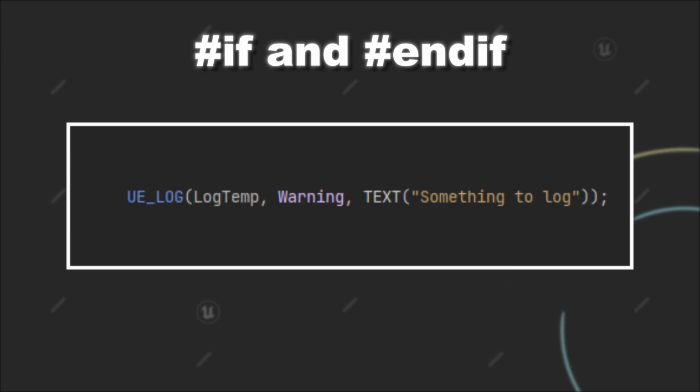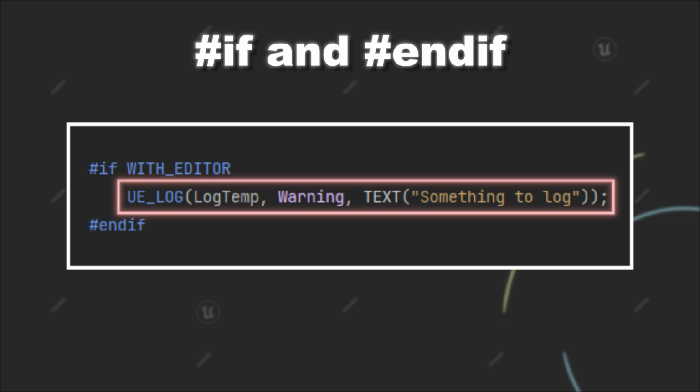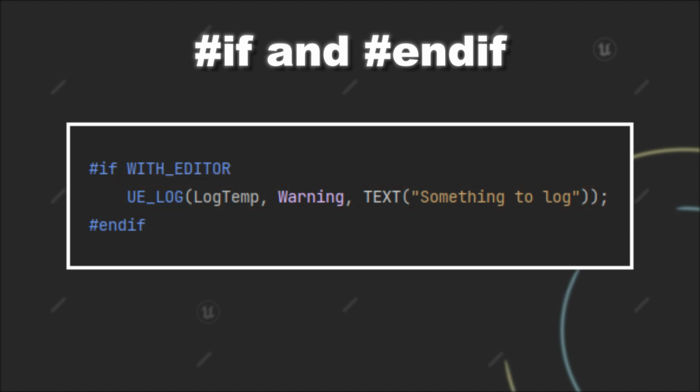Let's say we have this log statement which we would like to include only when working inside the editor. For that we can wrap it between #if and #endif. To check if we are compiling for the editor, we can add the option WITH_EDITOR after the #if. And then this code will only run when we run the project through the editor, but not in the shipping build of the game. So you can see that this is very useful to implement functionality that only impacts interaction when working in the editor.